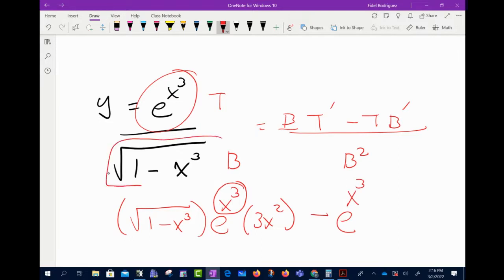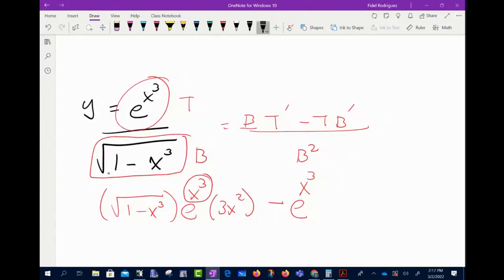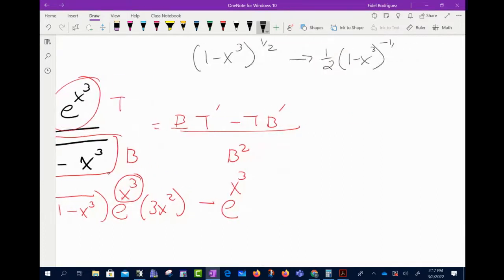Now, we do got to take the derivative of this guy right here. Okay, so look. Think about it this way. Think about that square root of 1 minus x to the third as 1 minus x to the third to the 1 half. If we're taking the derivative of this, wouldn't it be 1 half, 1 minus x to the third to what power? Negative 1 half. And then don't we got to take the derivative of what's inside? Very good. Everybody agree? Are we good on that part? Just taking the derivative of that part?